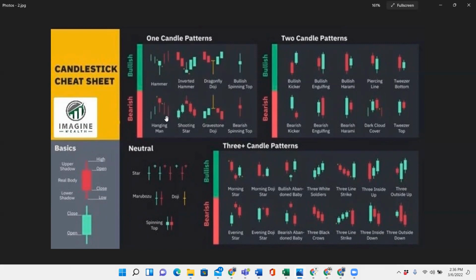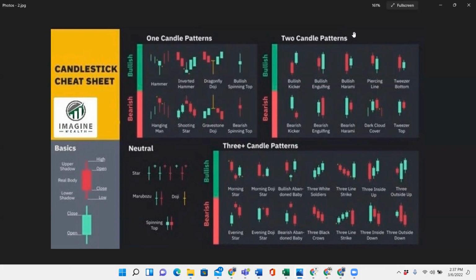We have the hanging man, which is the one in the middle over here, the shooting star, the one here in the middle, and the gravestone doji, which is this one in the middle. Then we have the bearish spinning top, which is this one right over here. For the bull, the hammer is the one in the middle, the inverted hammer is the one in the middle, the dragonfly doji is the one in the middle, and the bullish spinning top is over here. So these were single candle patterns.